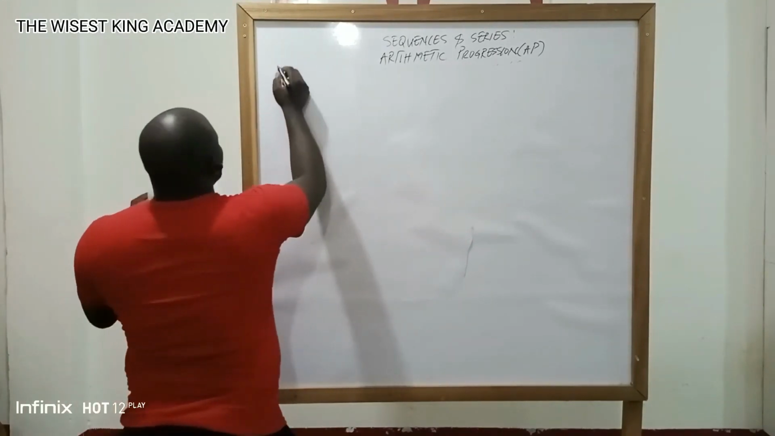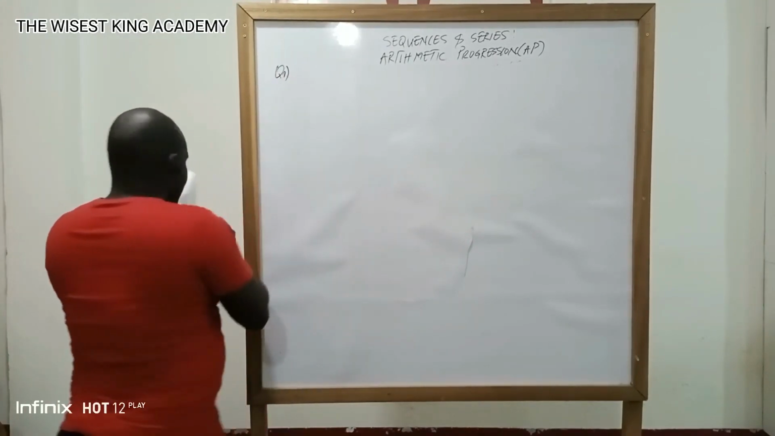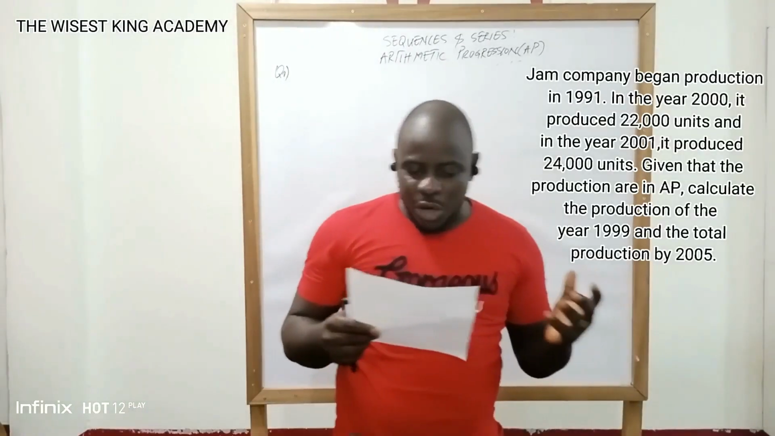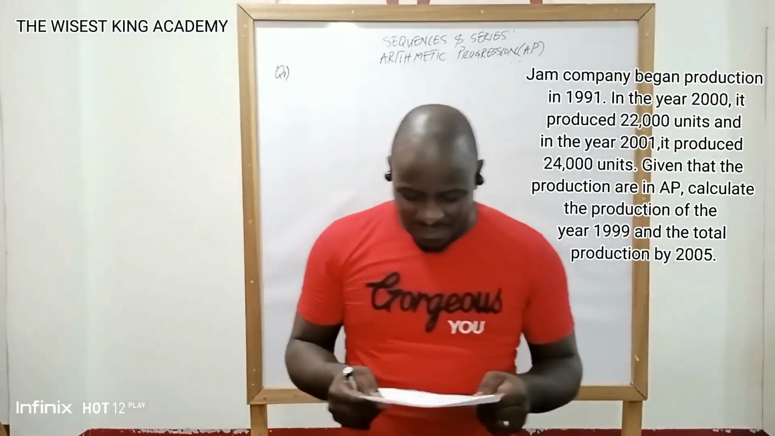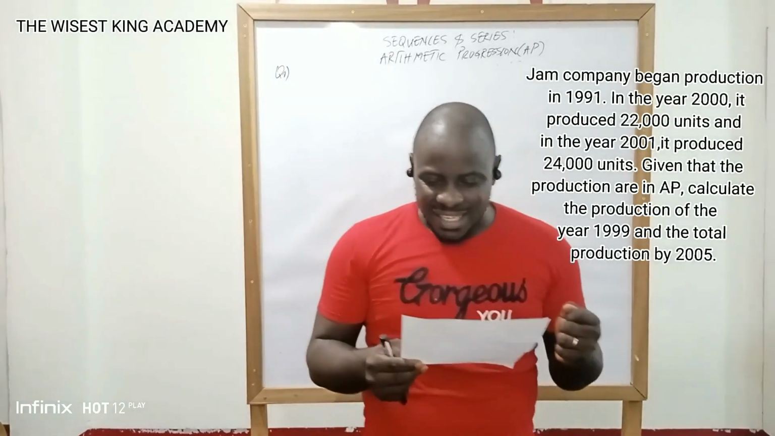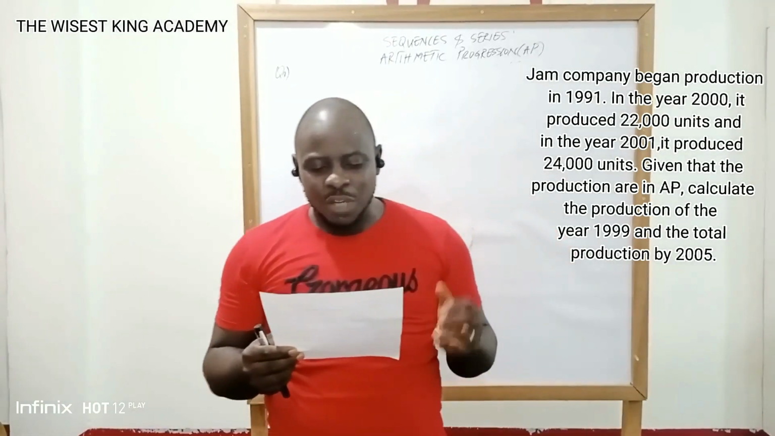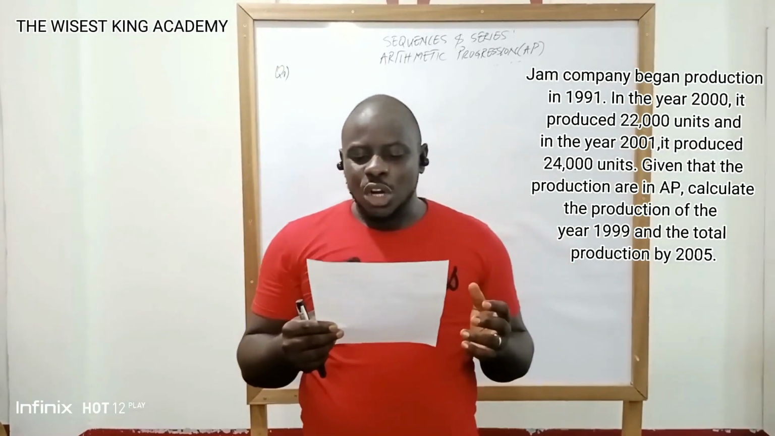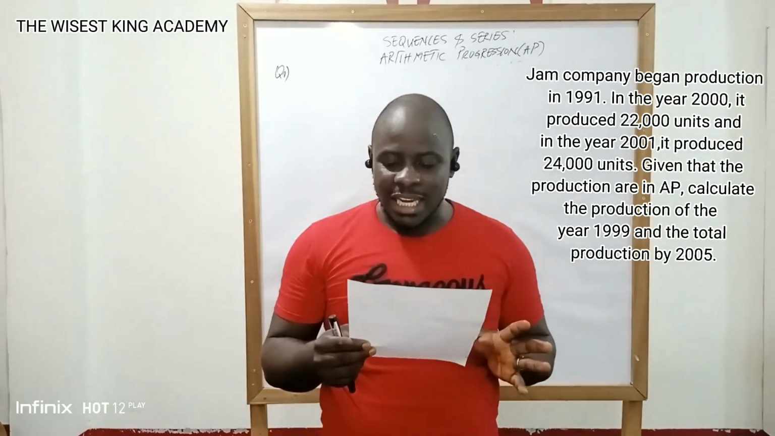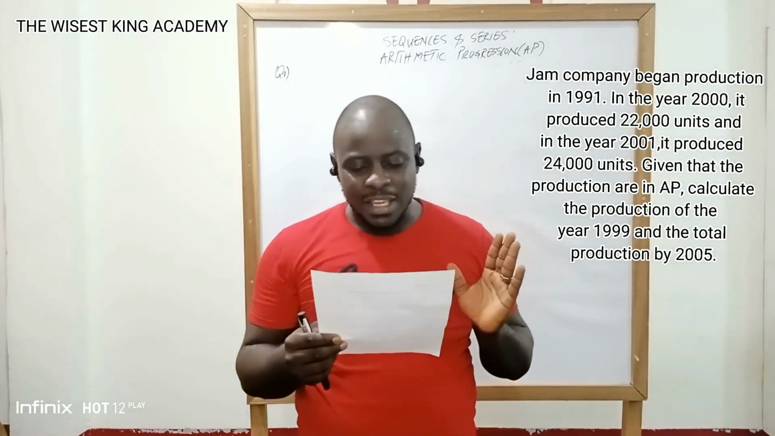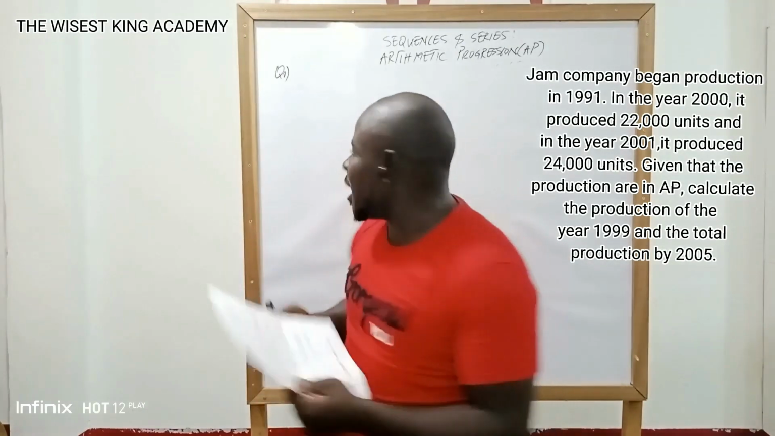Okay, question number 1. I read question 1. Jam Company began production in 1999. In the year 2000, it produced 22,000 units. And in the year 2001, it produced 24,000 units. Calculate the production for the year 1999 and the total production by 2005, given that the production followed an AP.